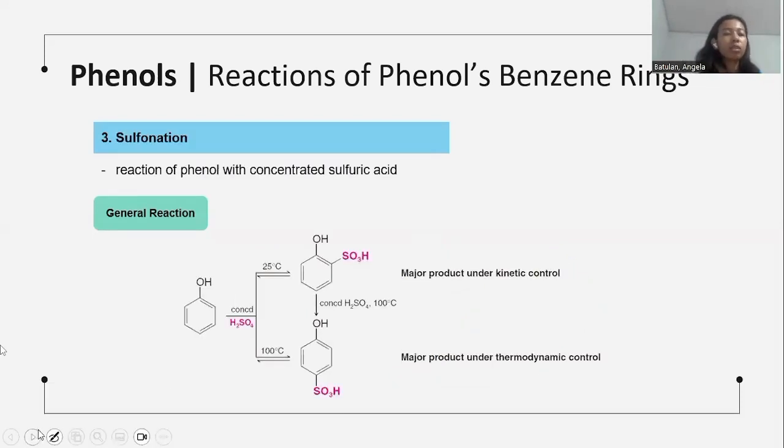The third one naman is sulfonation, which is the reaction of phenol with concentrated sulfuric acid. Sa sulfonation, meron tayong dalawang product which is under kinetic control at thermodynamic control. Ito yung binabanggit ni Sir JD ng face-to-face. Na yung kinetic product is faster to form but not that stable. And then yung thermodynamic product, mabagal yung formation pero stable naman. So makikita natin dito yung mga ortho talaga, hindi sila stable or may lower stability as compared dun sa mga para substituted phenols.